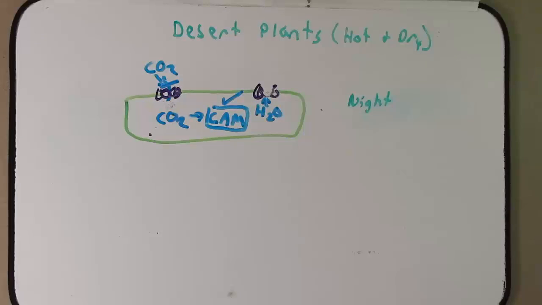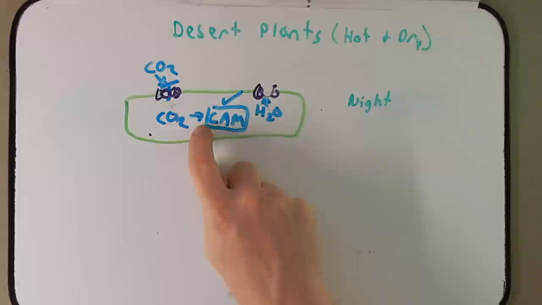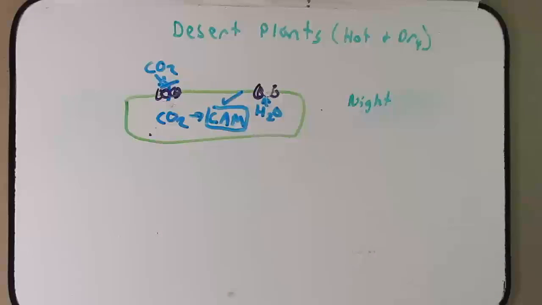So this is a clever way that these desert plants have adapted to survive in these hot and dry places by storing carbon at nighttime so they don't dehydrate.